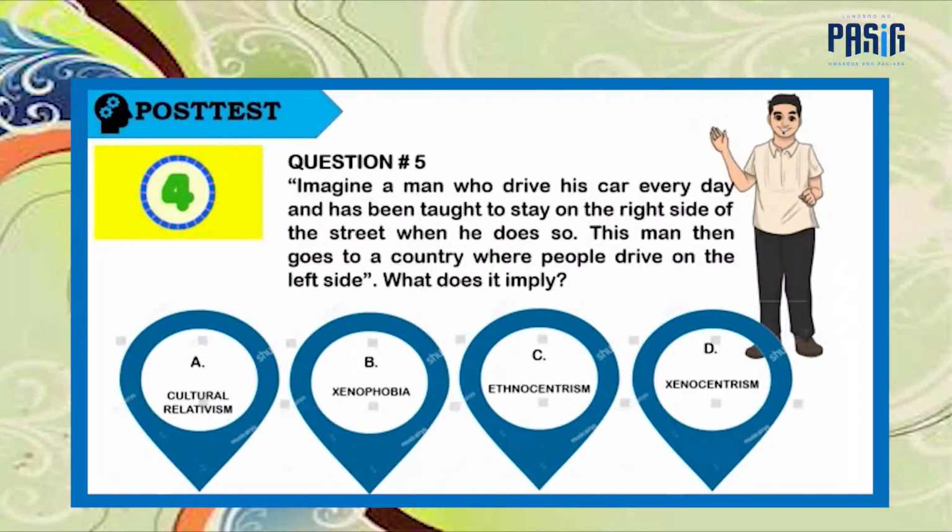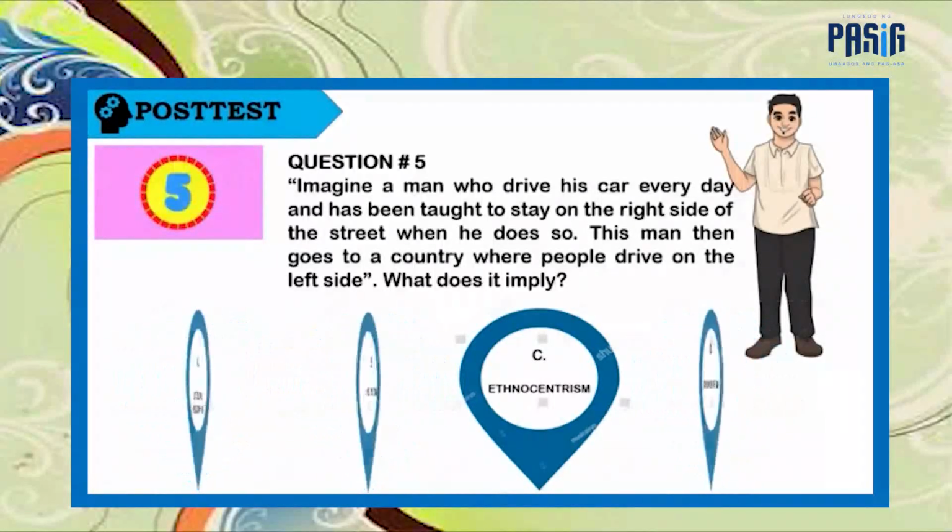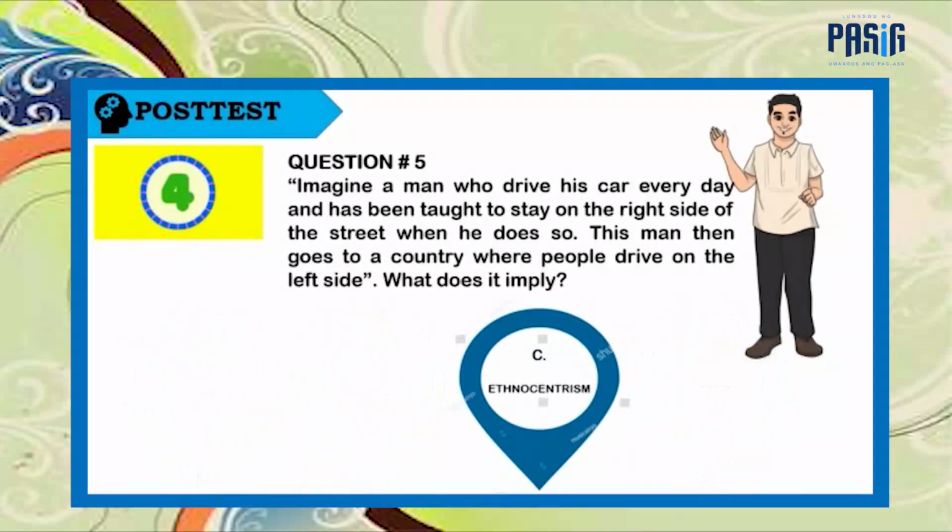I hope you learned a lot on our lesson for this morning. Fifth and final question. Imagine a man who drives his car every day and has been taught to stay on the right side of the street when he does so. This man then goes to a country where people drive on the left side. What does it imply? A. Cultural relativism, B. Xenophobia, C. Ethnocentrism, D. Xenocentrism. Correct answer is C. Ethnocentrism.